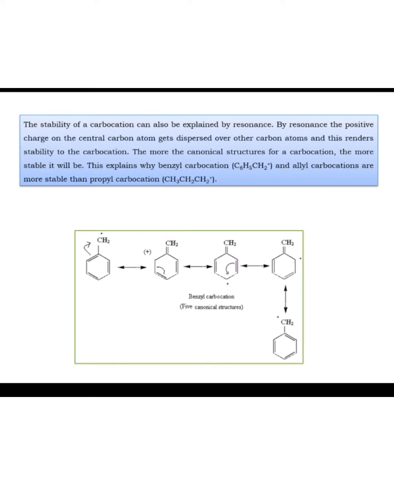And the next example is benzyl carbocation. The stability of a carbocation is increased as the number of resonance structures increases. Here in the phenyl group there is one CH2 plus group. Here the resonance takes place and the benzyl carbocation forms 5 resonance structures or 5 canonical structures. Hence, when compared to the propyl carbocation or alkyl carbocations, the benzyl carbocation is more stable, and also allyl carbocation is more stable than propyl carbocation.